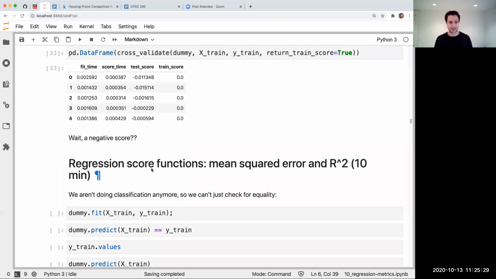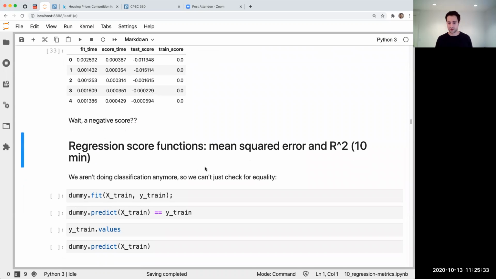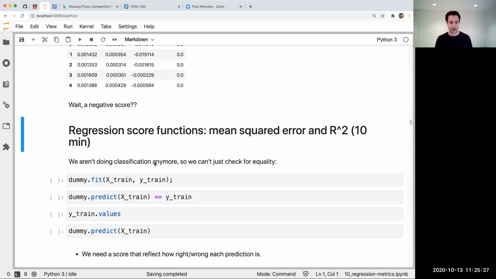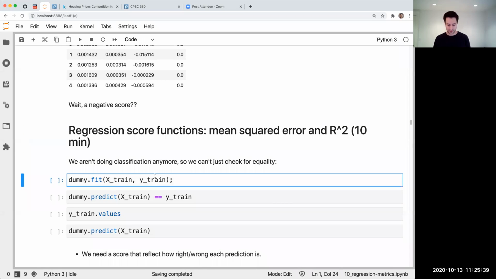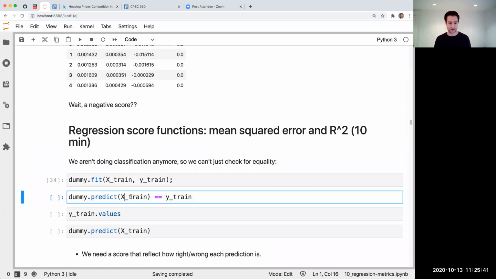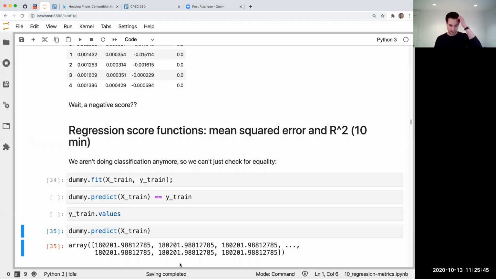Okay, next section, regression score functions: mean squared error and R squared. So yeah, we're not doing classification anymore. When we make predictions, the predictions are just numbers. And what dummy regressor is doing, remember, dummy classifier looked at the most common Y value and just always predicted that. Dummy regressor looks at the mean, the average Y value, and just always predicts that.